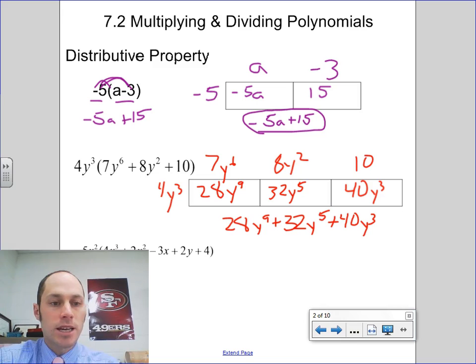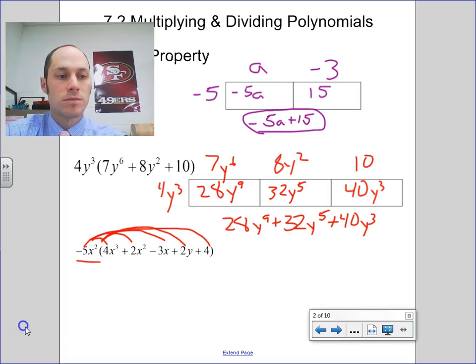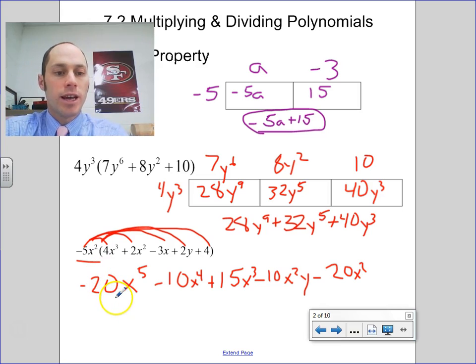So why don't you try this next example? We're multiplying a monomial times a polynomial with 5 terms. So pause the video and start it once you're ready to see the solution. Okay, so once I distribute, I get -20x to the fifth minus 10x to the fourth plus 15x to the third minus 10x squared y minus 20x squared. Always pay attention to those negatives when we're multiplying.